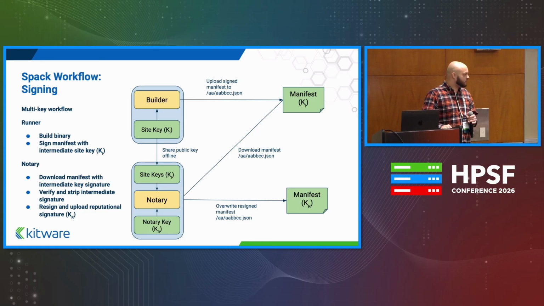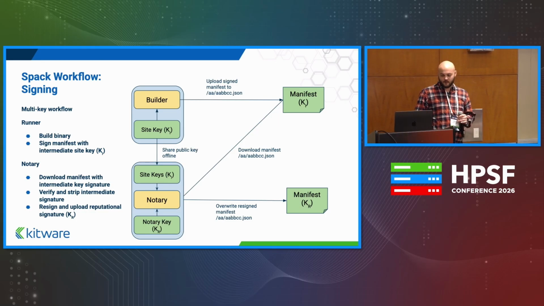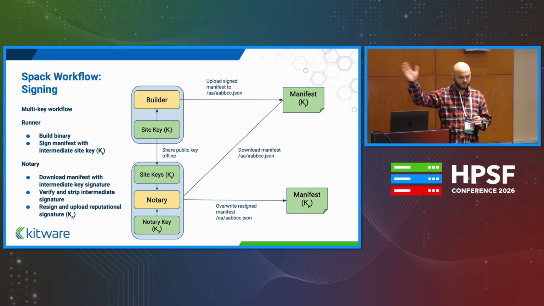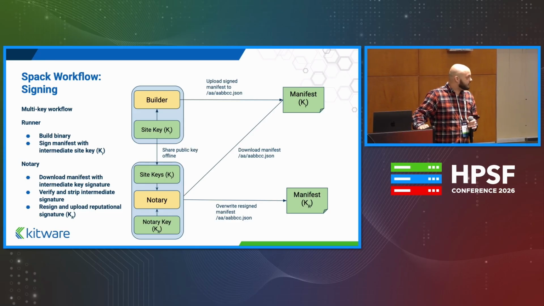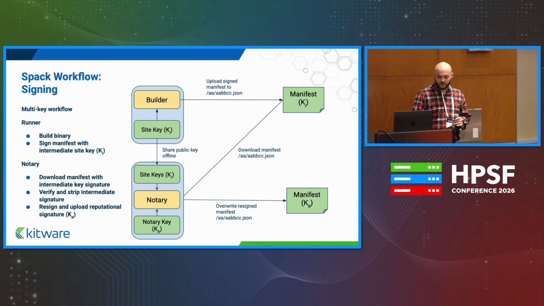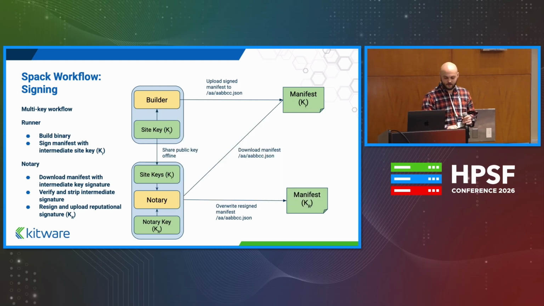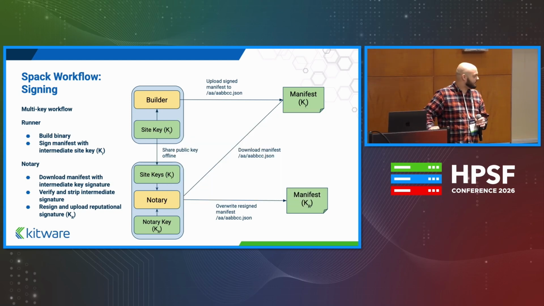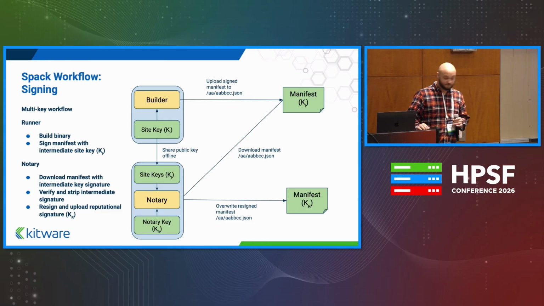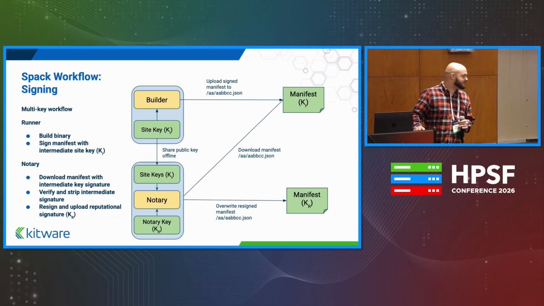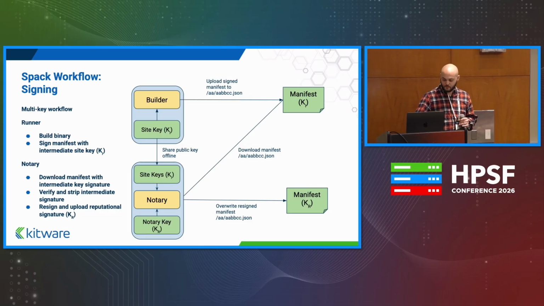And so in this workflow, it's a little bit more complicated. The builder signs with its key, and now we have something we can verify up in the cloud. We pull that down. We get our intermediate key exchanged and verify the artifact that came down. We re-sign that with the reputational key and upload the reputational key signed manifest.